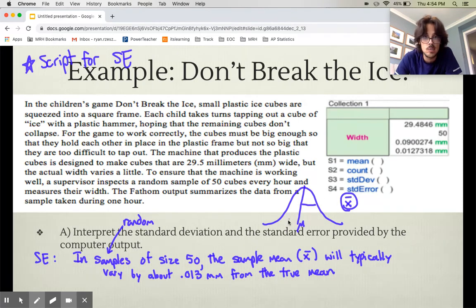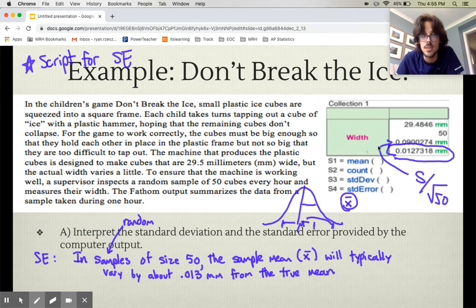We get different x bar values. We could get a sample mean that's too small or slightly too big or way too big. It's talking about how far those different x bar values are from the true mean. So that's what's going on when we talk about standard error: your typical distance of x bar to mu at the center of the graph. To calculate this bottom number right here, they took their sample standard deviation s, which was this one right here, and divided it by the square root of 50, because the sample size is 50. So if you take that 0.09 number and divide by the square root of 50, you'll get this number right here.